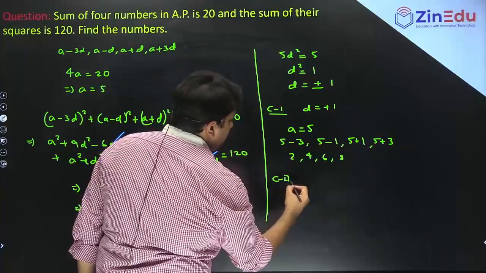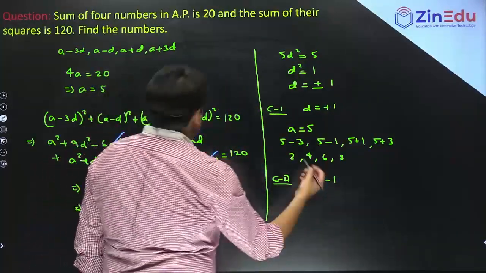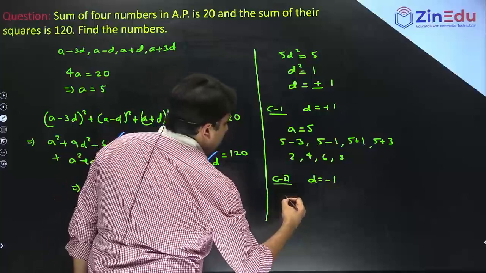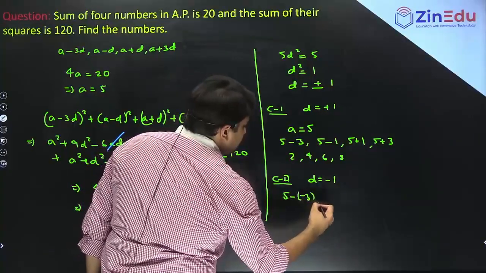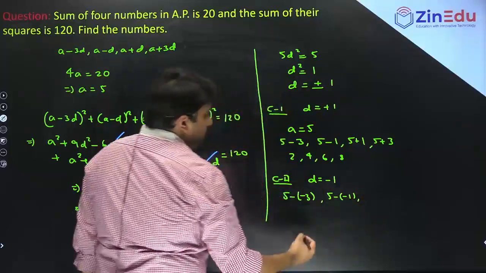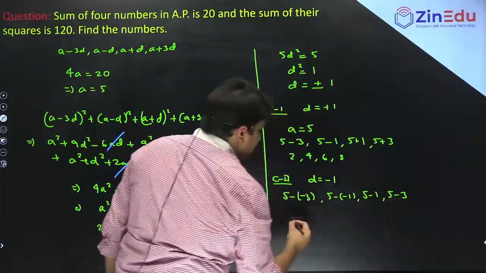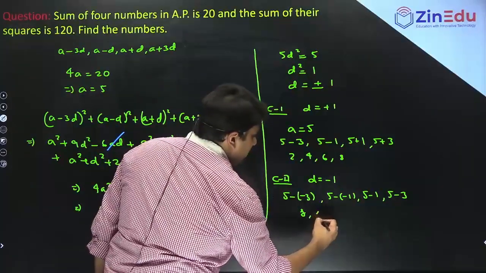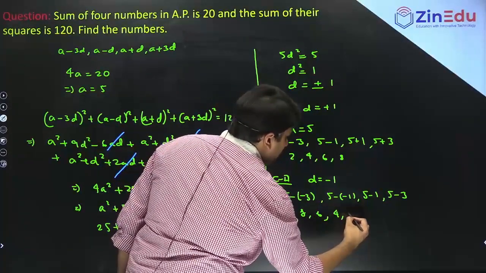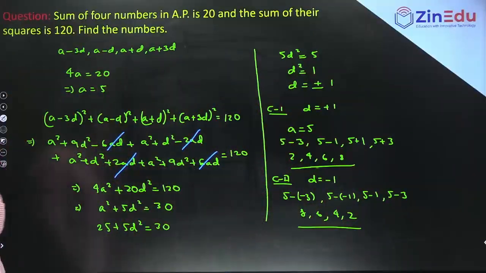Case 2, when d is minus 1 and a is 5, it would be 5 minus of minus 3, 5 minus of minus 1, 5 minus 1, and 5 minus 3. So that would be 8, 6, 4, and 2. So this is how we will get our result.